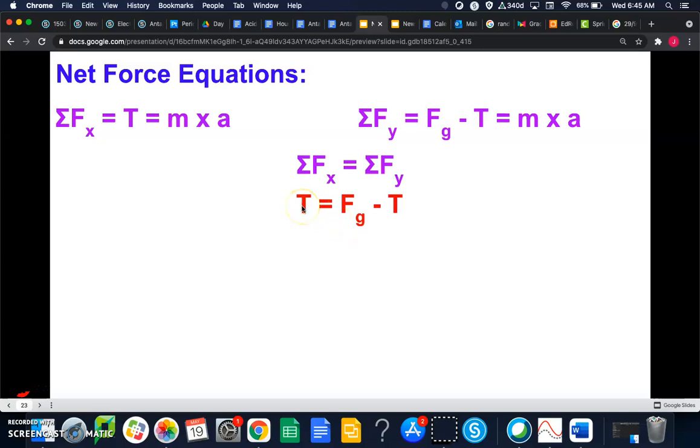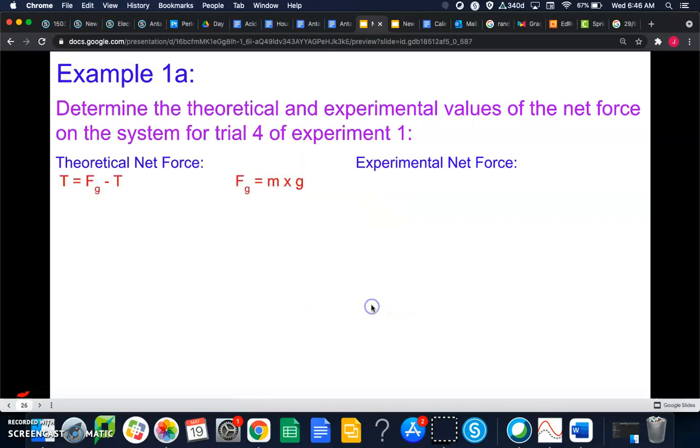Okay, and so we're going to get two formulas for our net force. One of them is, if we take our sum of forces in the x direction, so tension, we can set that equal to our sum of forces in the y direction, which is the force of gravity minus tension. And then just recall that the force of gravity is just the mass of whatever's being affected by gravity, times gravity. Okay, and so to calculate the theoretical net force, we're going to need both of those two equations.